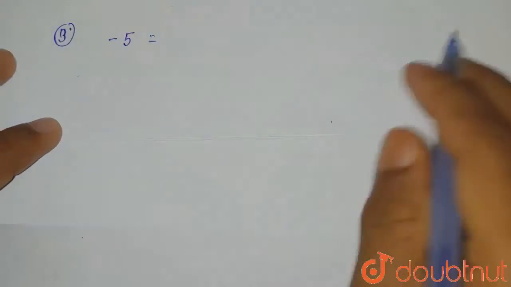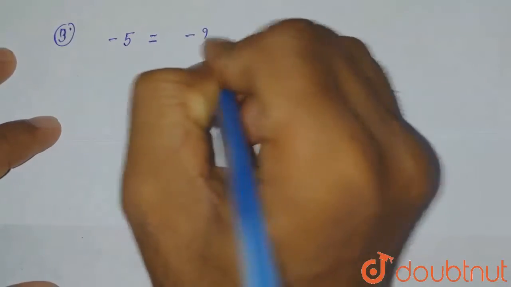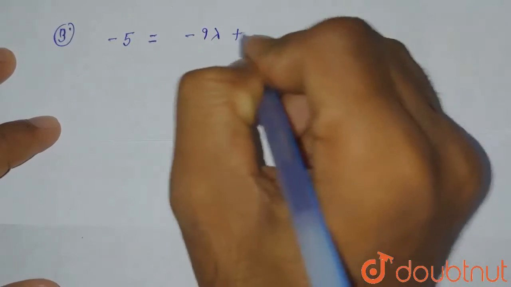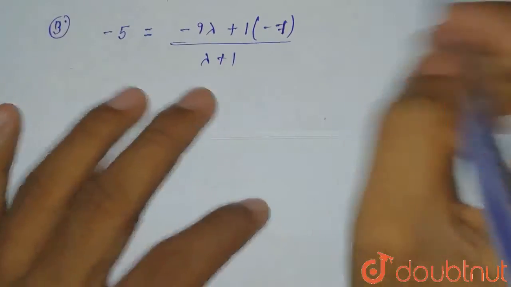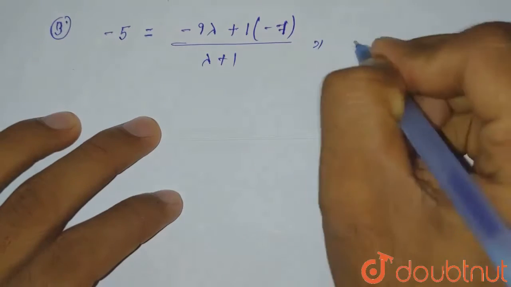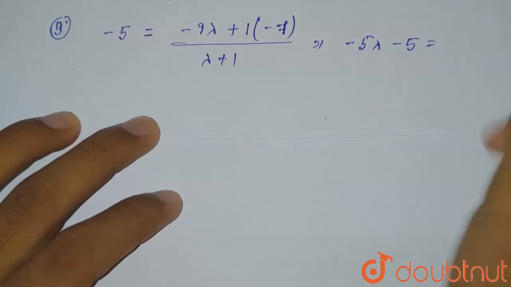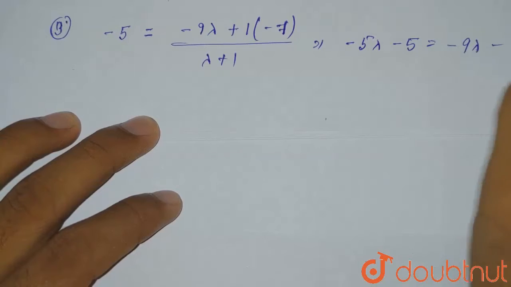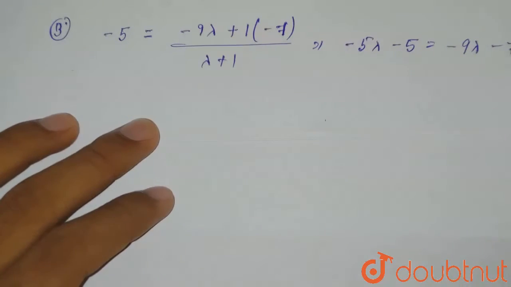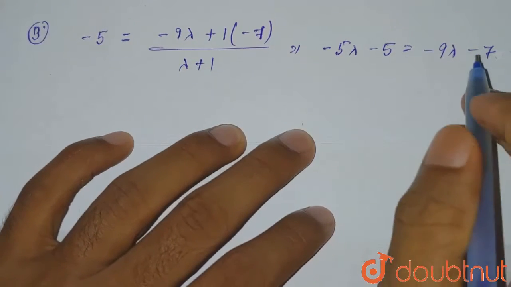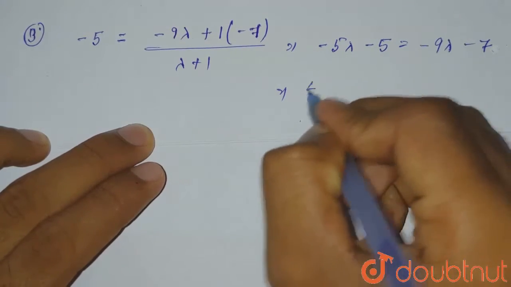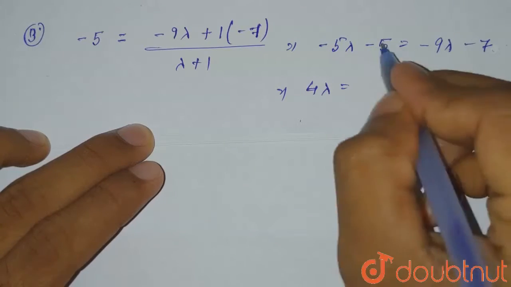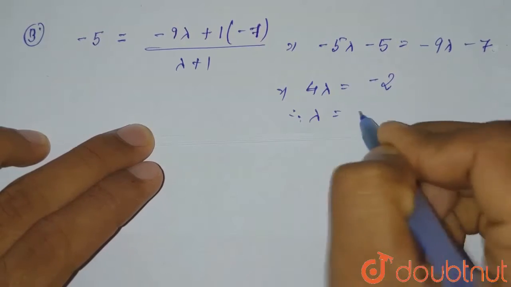Now for the z coordinate, minus 5 will be equal to minus 9 into lambda plus 1 into minus 7, divided by lambda plus 1, similar to before. If we solve it, minus 5 lambda minus 5 will be equal to minus 9 lambda minus 7. Now we find the value of lambda: minus 5 plus 9, that is 4 lambda, will be equal to minus 7 plus 5, that is minus 2. So again lambda is equal to minus half.